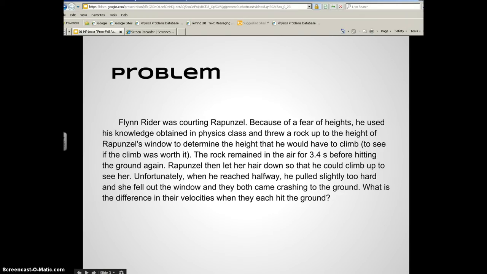In this particular problem, we're going to look at how Flynn Rider, who will be courting Rapunzel, is going to determine how high Rapunzel will be, and secondly, if they fell out of the window, how fast they would be going on the way down. So we're going to suggest that you pause the video for a moment, read through the problem, and we'll see you on the other side as we solve this.